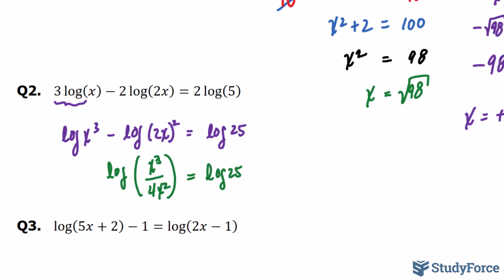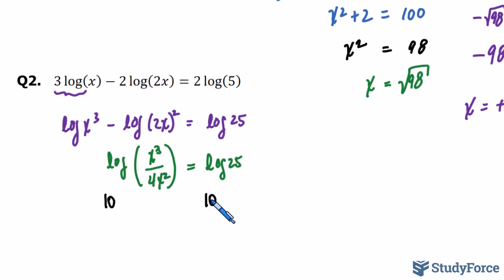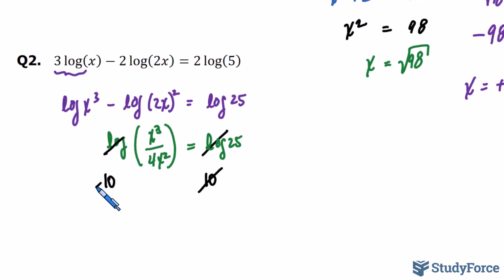You'll notice now that we have a term on the left side and a term on the right side. We can apply the same technique as we did in question number 1 by raising both sides as exponents to the base 10. And that will cancel out the logs, you see? Leaving us with x cubed over 4x squared is equal to 25.